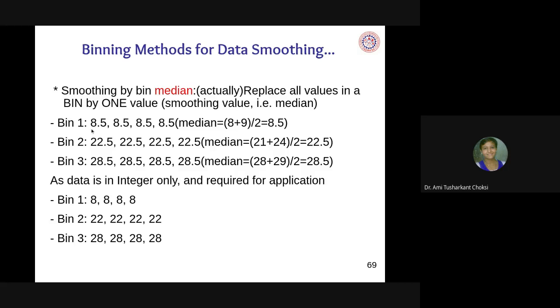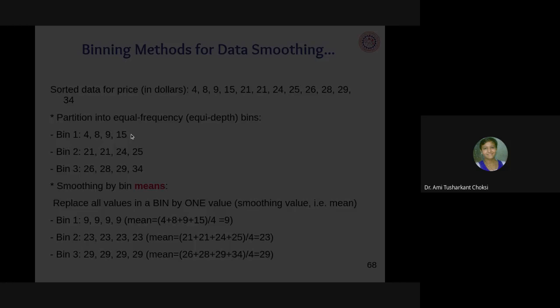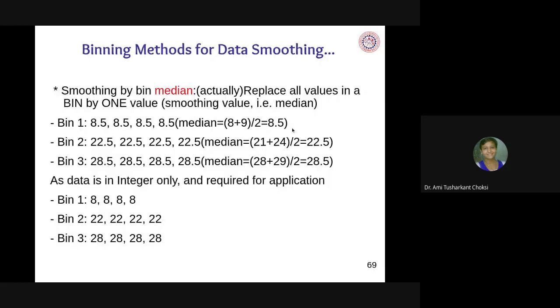For this particular bin, what is that? For bin 1, the middle values are 8 and 9 because an even number of data is there: 1, 2, 3, 4, right? So 8 plus 9 divided by 2 is our median of bin 1. Show the procedure that you have found the median, fine? And we can replace the values with 8.5, 8.5, 8.5, 8.5. Now see, in a few examples you will find the value as 8 or 9. Why is it so?